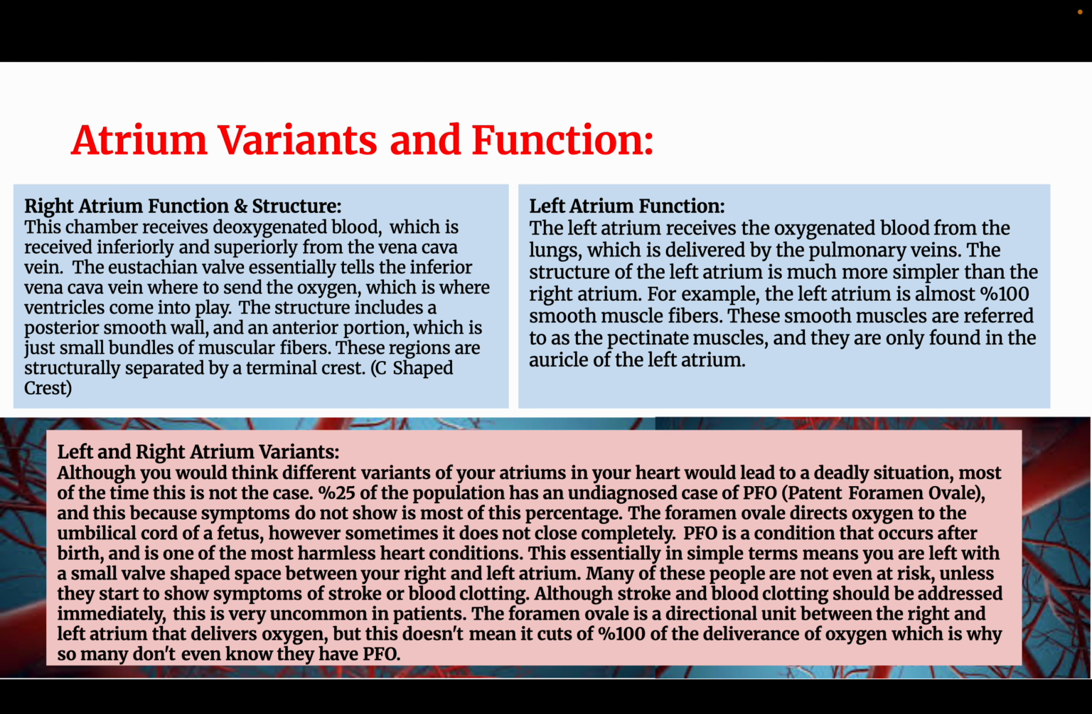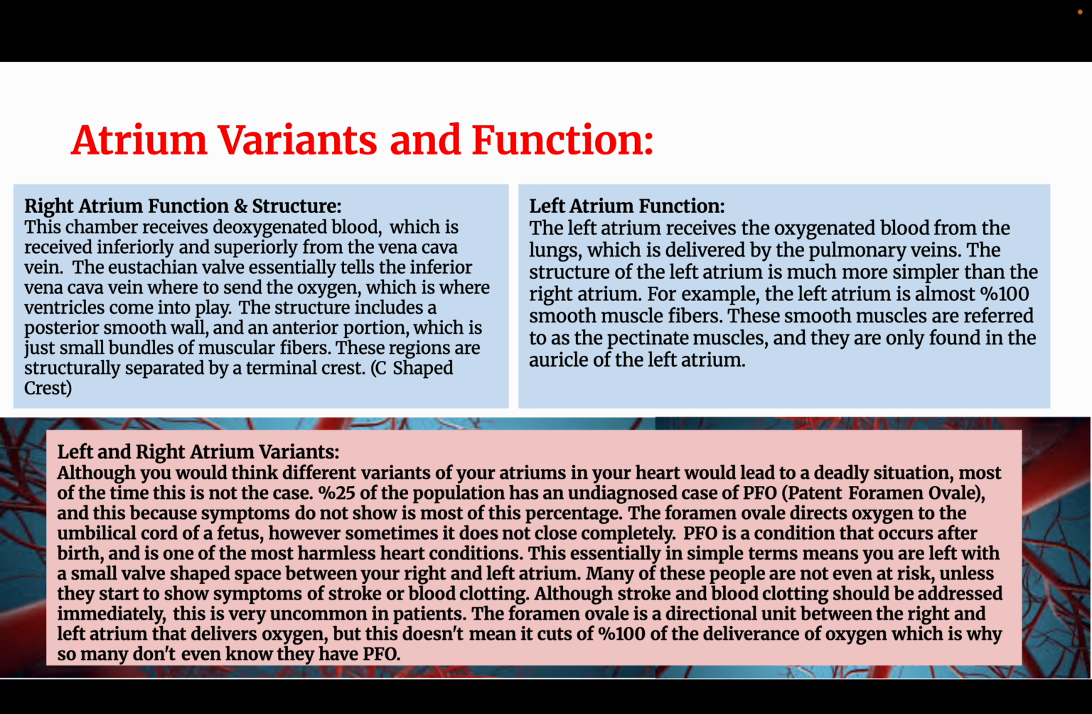The right atrium receives the deoxygenated blood, which is inferiorly and superiorly received from the vena cava vein. The Eustachian valve basically tells the vena cava vein where to send the oxygen, which can be various parts of the body. The structure is a posterior smooth wall and an anterior portion, which is just a bunch of small muscular fibers as protection. The regions are structurally separated by a terminal crest, which is a C-shaped crest. It's very thick in the center.